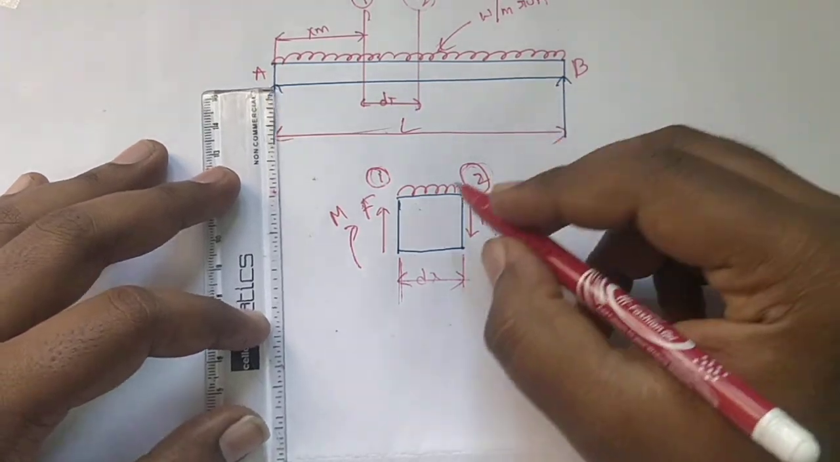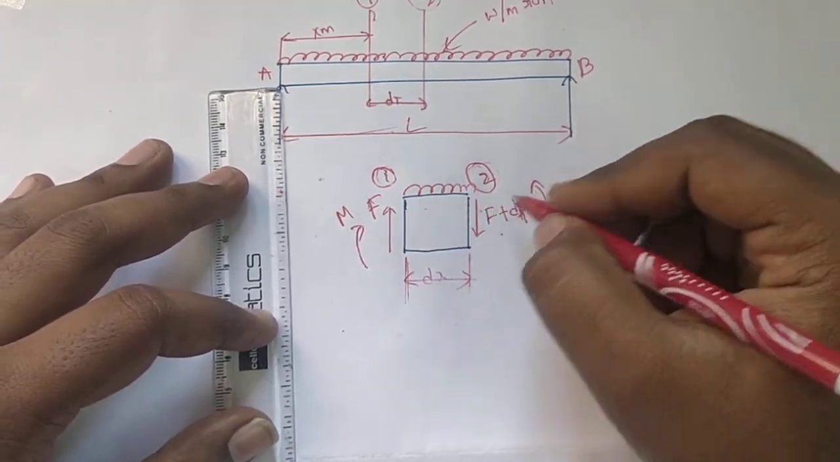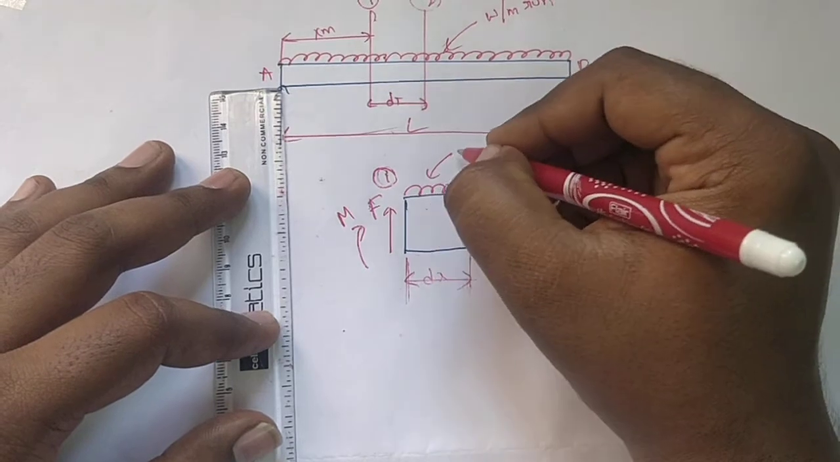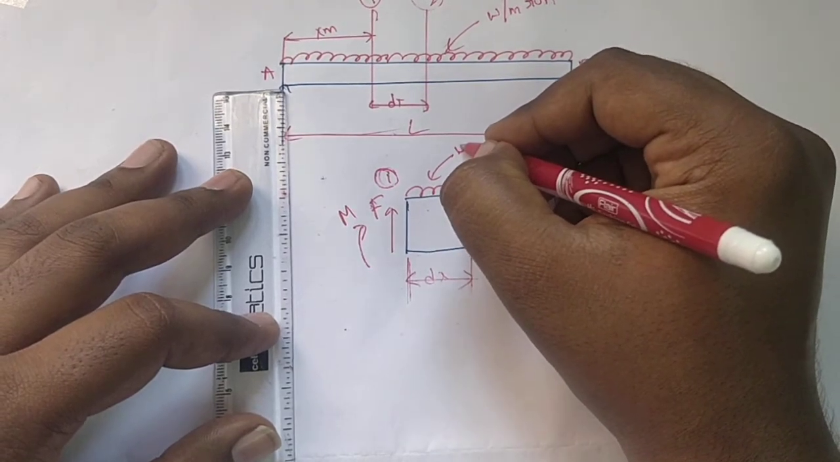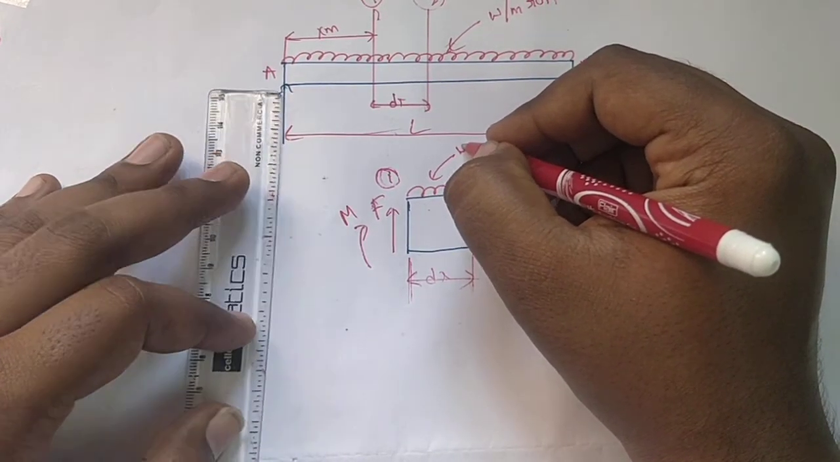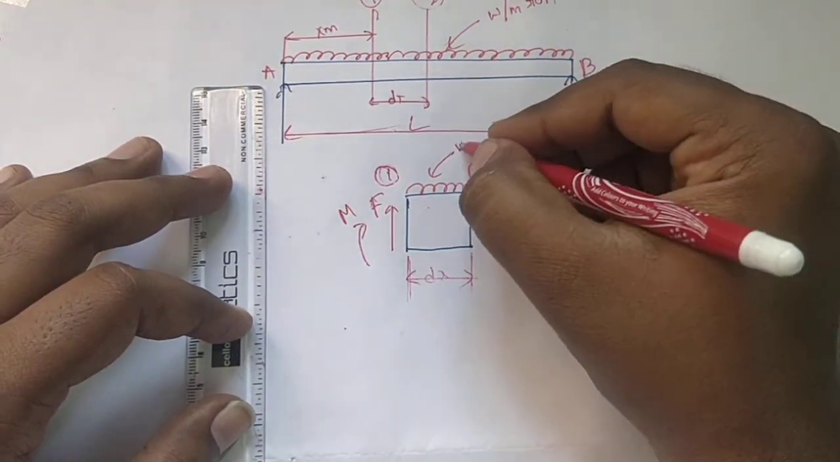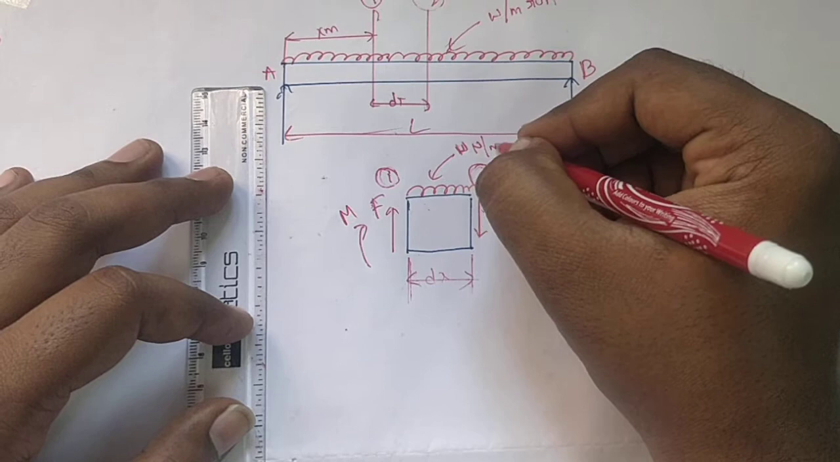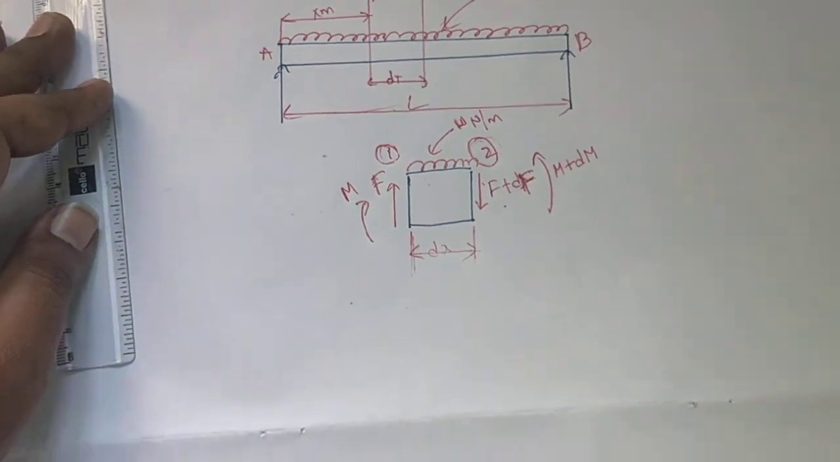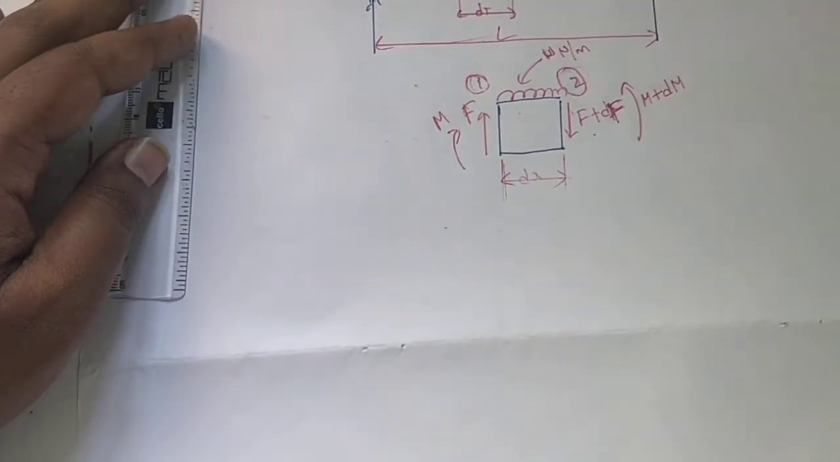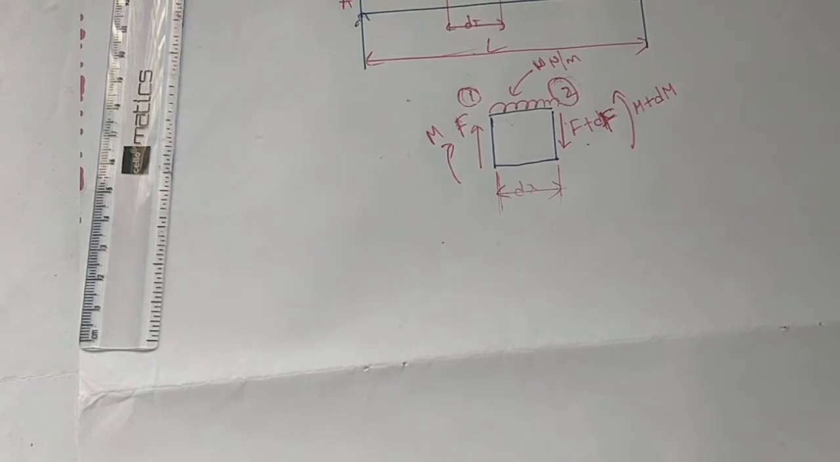On this part, some UDL W is acting, W Newton per meter over the distance dx. Now resolve the forces acting on the beam.